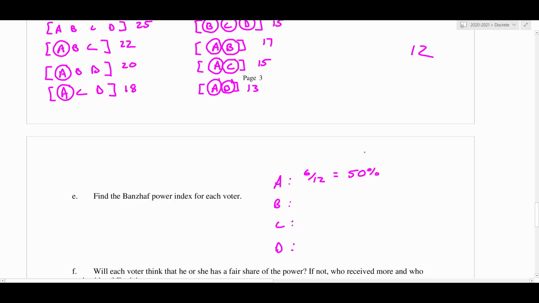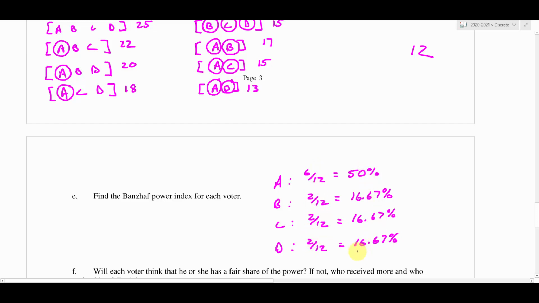Then we're going to do the same thing for player B. Now player B was critical only twice. I can see them right here. So I'm going to say 2 out of 12. And if you convert that to a percentage, you should get 16.67%. And then C, same thing. So 2 out of 12. And then D, also same thing. They were critical twice, for 16.67%. Now, notice that when I add those up, 6, 8, 10, 12, that's 12 out of 12.